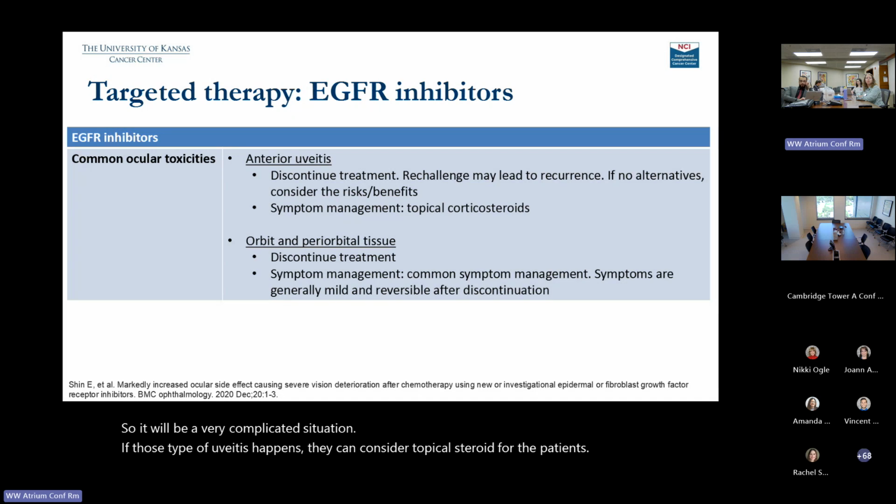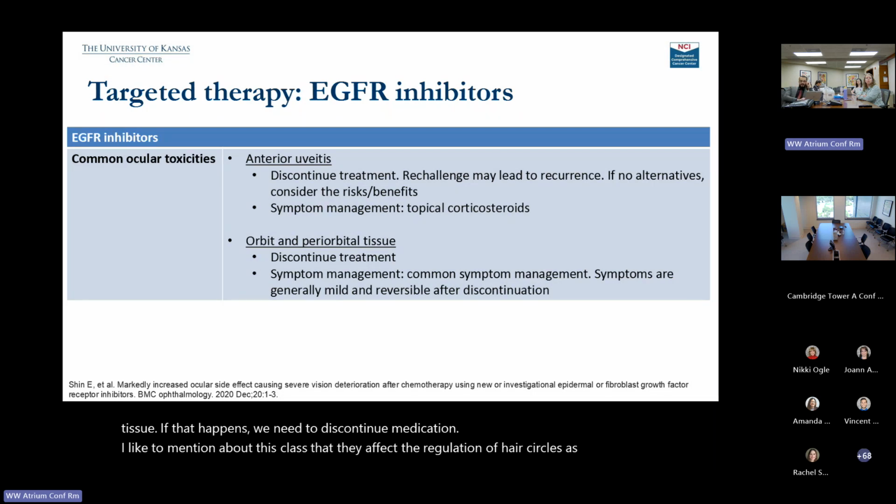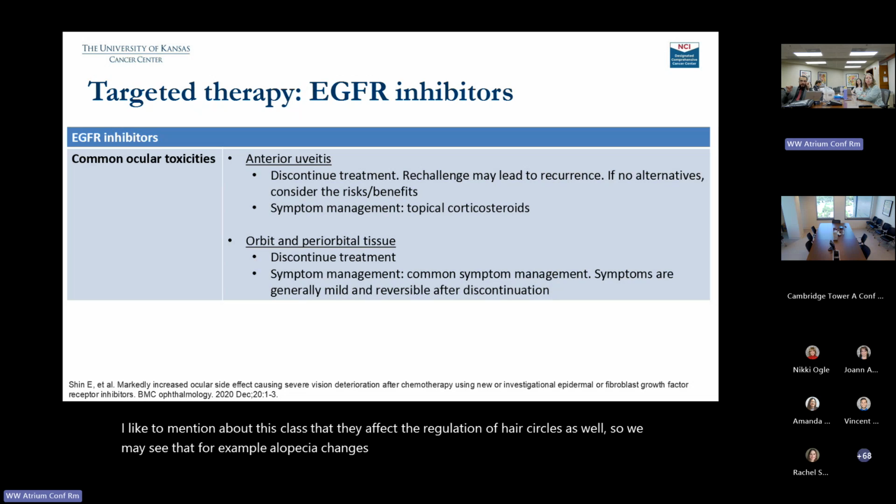Another compartment which may develop toxicity with this class is the orbit and periorbital tissue. If that happens, we need to discontinue the medication. I would like to mention that this class also affects the regulation of hair follicles. So we may see, for example, alopecia, and changes in hair color, growth rate, and texture. And besides all of them, trichomegaly.